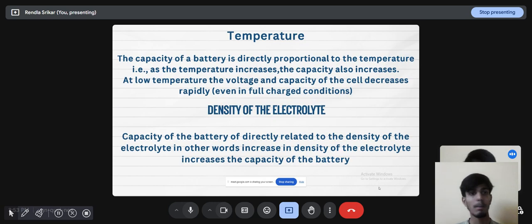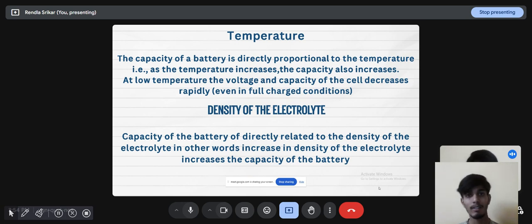So next we have temperature. The capacity of the battery is directly proportional to temperature. As the temperature increases, the capacity also increases. At low temperature, the voltage and capacity of the cell decrease rapidly, even in full charge conditions.